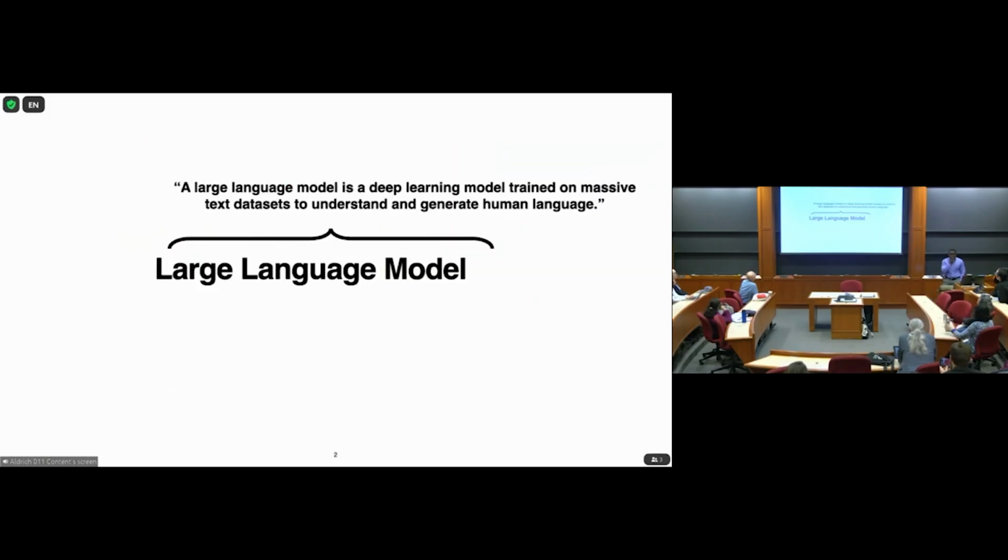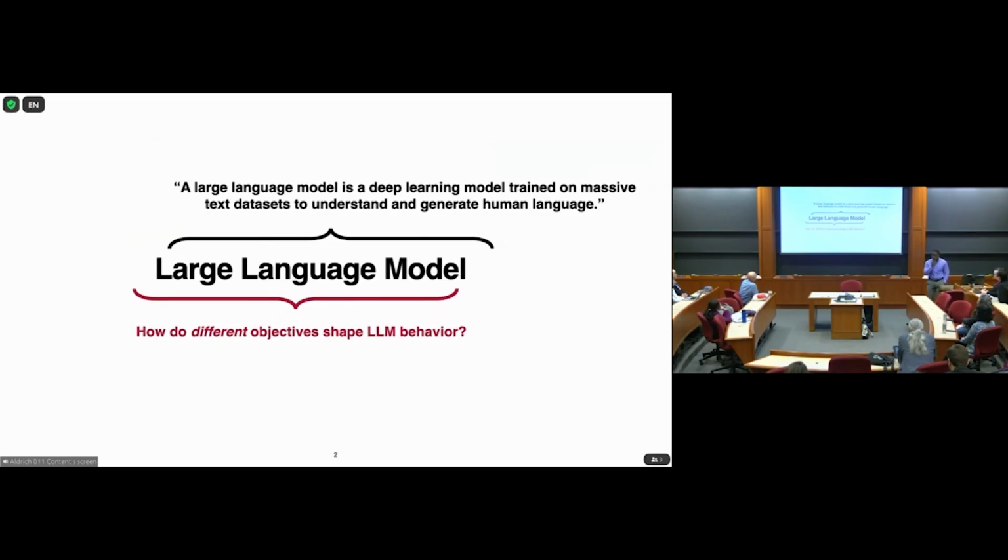A large language model is a deep learning model trained on massive text data to understand and generate human language. For most of my PhD and even my research now, I'm interested in a very simple question: how do different objectives shape language models' behavior? In this talk, I'll walk you through what I mean by this, talk about a couple of tools that I typically use, and give you high-level insight about a thread of research that my group is working on.